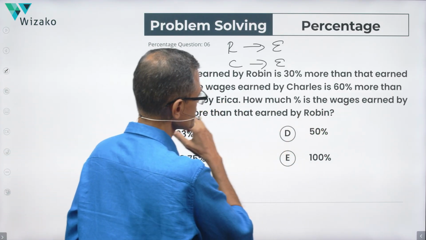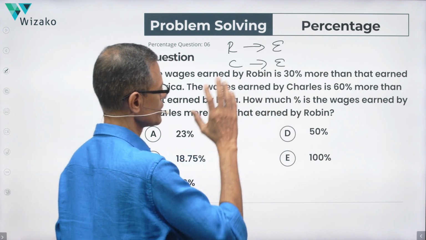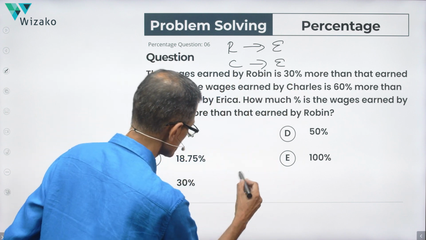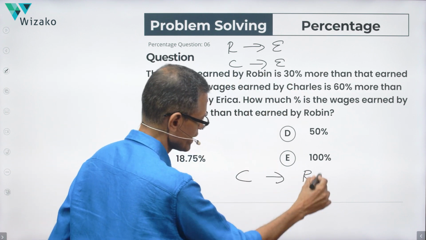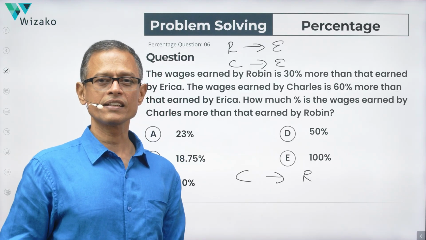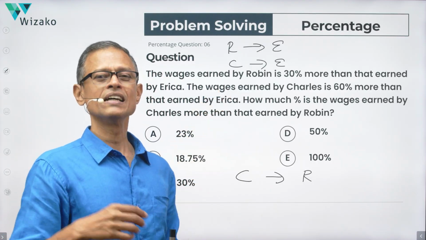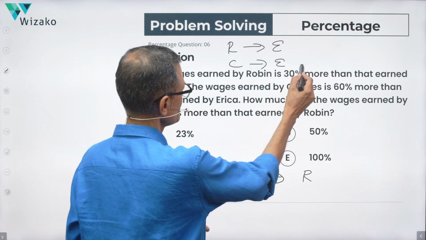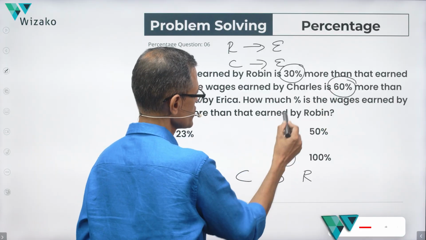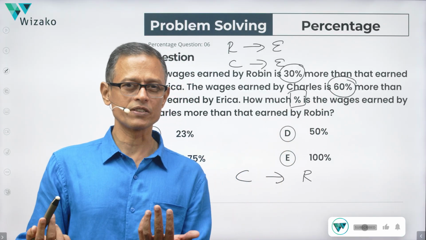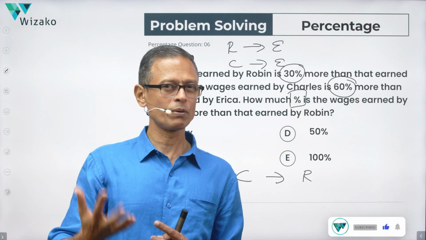How much percentage is the wages earned by Charles more than that earned by Robin? Now we want to compare Charles in terms of Robin's wages. So here the base for comparison is Robin's wages, right? So these are given to us. Let's get started. See, this is given in terms of percentage. What we are trying to compute is also a percentage. So to that extent, this is a pure percentage question.